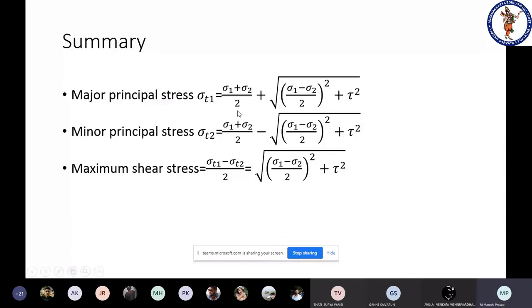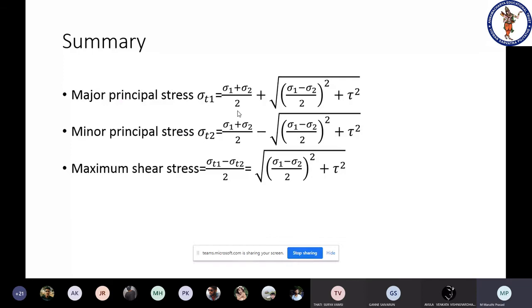Similarly, sigma T2, and the third equation is major shear stress, sigma T1 minus sigma T2 by 2, which is nothing but sigma 1 minus sigma 2 by 2 whole square plus tau square. These are the three important equations, where sigma T1 is major principal stress, sigma T2 is minor principal stress, and tau max is maximum shear stress.